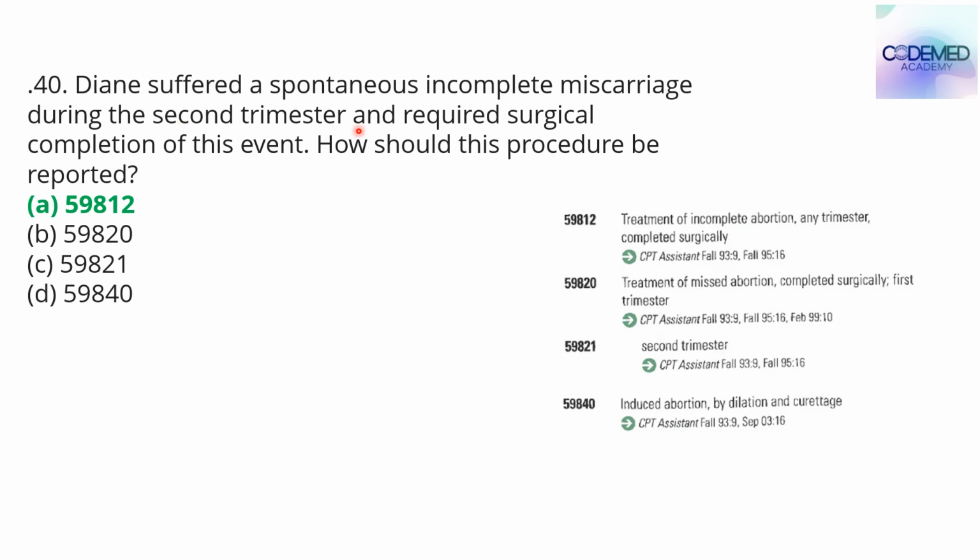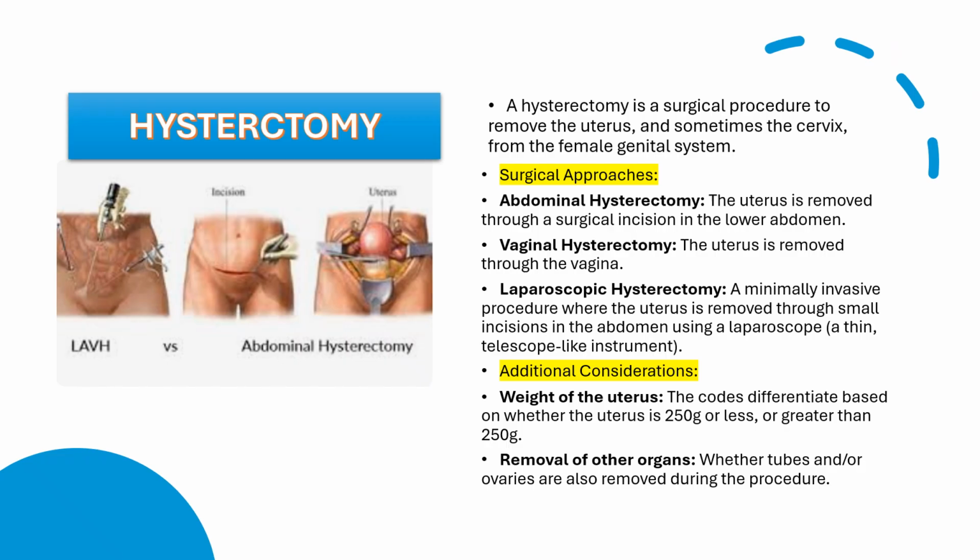Our trimester is the second trimester. 8 to 1 is the second trimester. But again, it is a missed abortion. In this case, it is an incomplete abortion and any trimester, because it doesn't matter whether first, second, or third. So A is the correct answer.